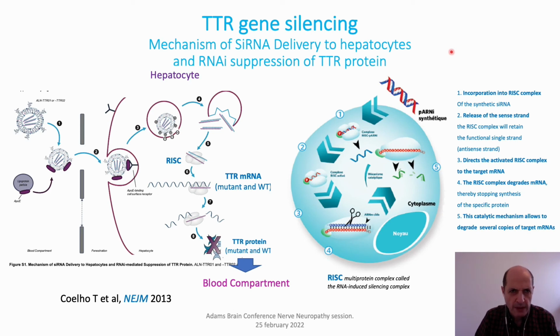As a TTR gene silencer, RNA therapy had a double challenge. The first one was to target the liver by lipid nanoparticle formulation, using a receptor expressed in the liver. The second one was to knock down production of both mutant and wild-type TTR with a synthetic siRNA incorporated in a multiprotein complex called RISC, with the release of the sense strand to direct the activated RISC complex to the target mRNA of TTR and to stop synthesis of the specific mutant and wild-type TTR.